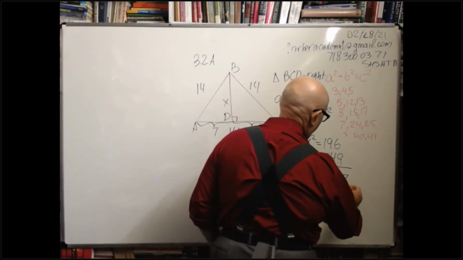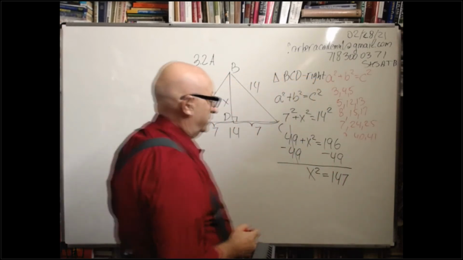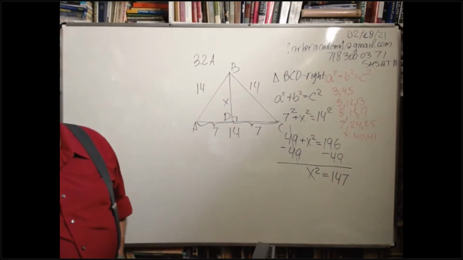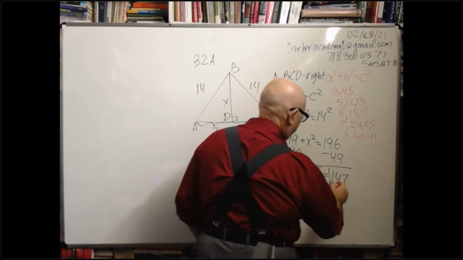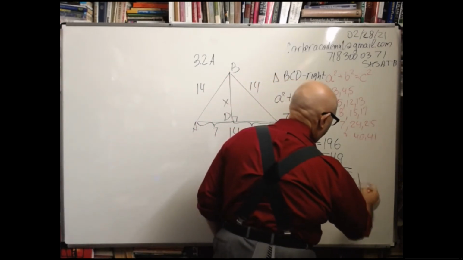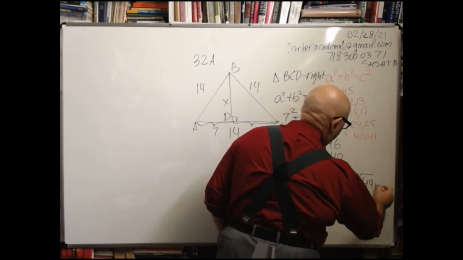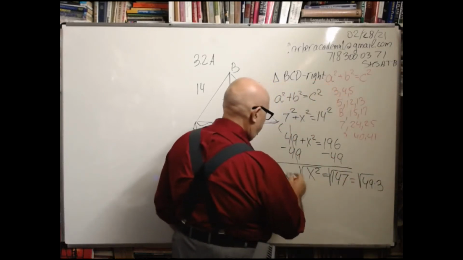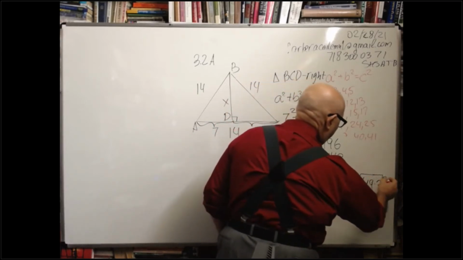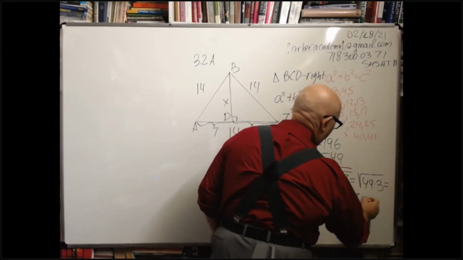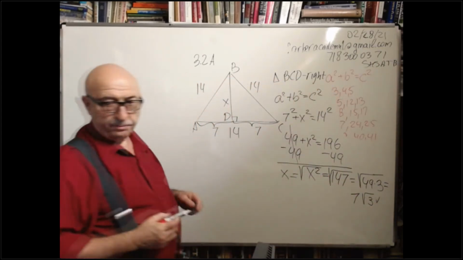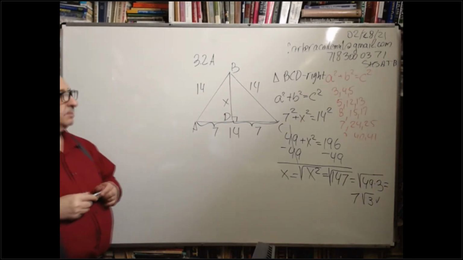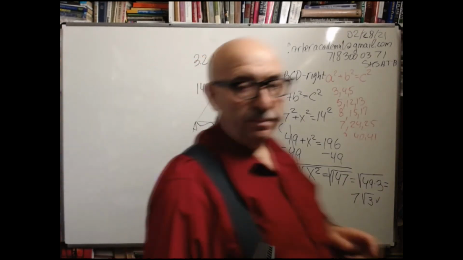What is 147? It is 49 times 3, I believe, right? Yes. Take square root, simplify it. Equals 49 times 3. And you have x. Square root of 49 is 7 times square root of 3. If you have question, ask me.